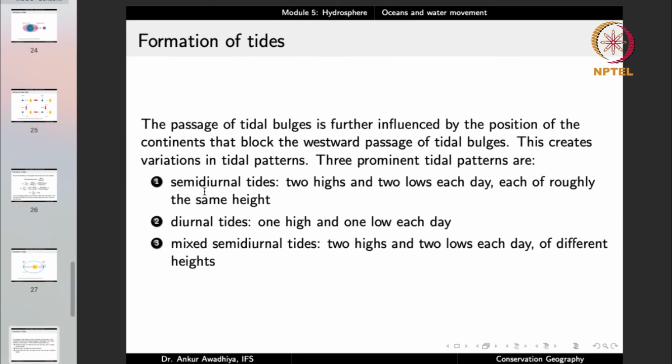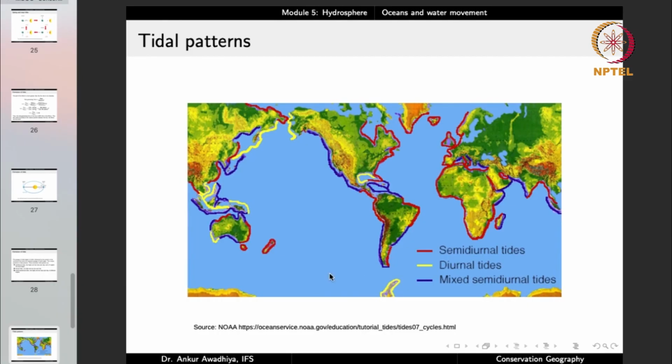There are three prominent tidal patterns: semi-diurnal tides, which means two highs and two lows in each day, each of roughly the same height; diurnal tides, which is one high and one low in each day; and mixed semi-diurnal tides, which is two highs and two lows in each day but of different heights. So different locations on the earth have different patterns. We have semi-diurnal, diurnal and mixed semi-diurnal tides.